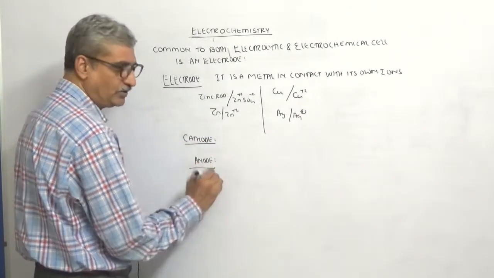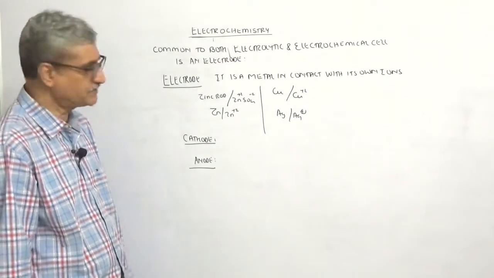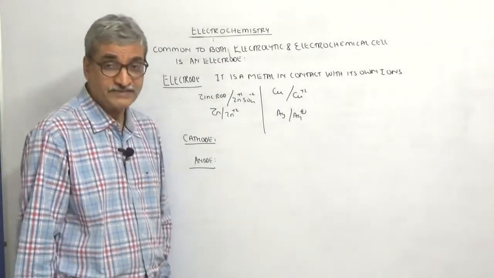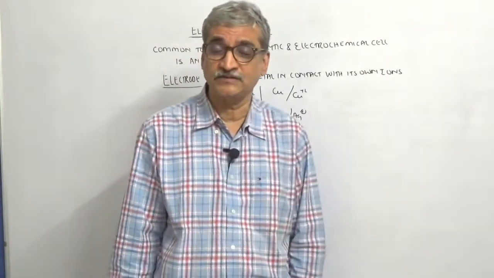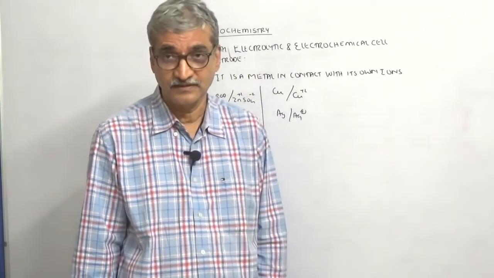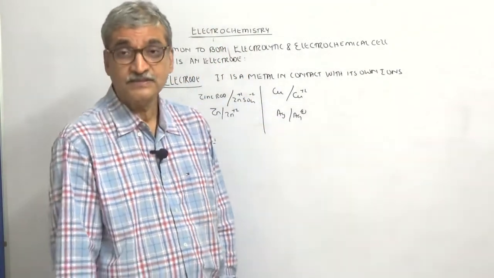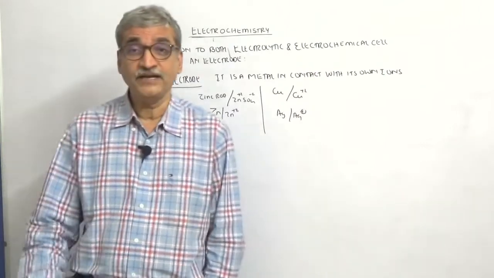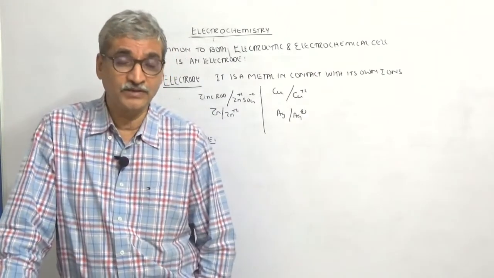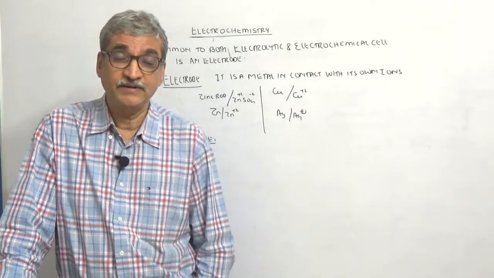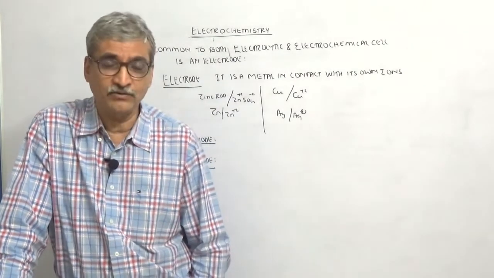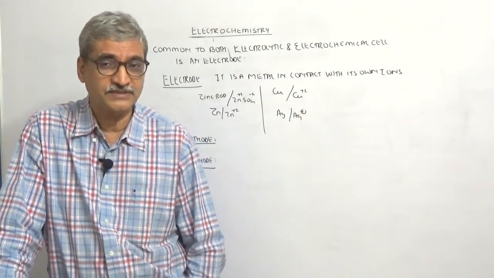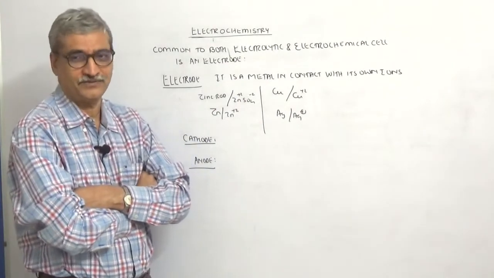We have a cathode and an anode. Is this point clear? We should never say that cathode is negative and anode is positive as a blanket rule. That will be wrong logic, because in case of electrolysis, cathode is negative and anode is positive. But in case of an electrochemical cell, anode is negative and cathode is positive. Listen carefully.